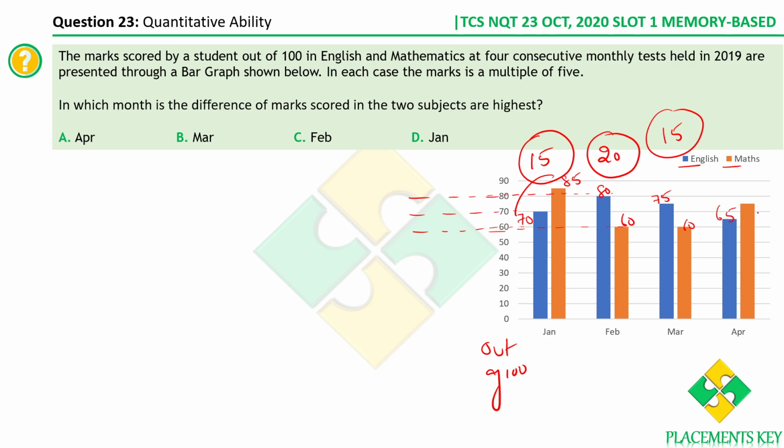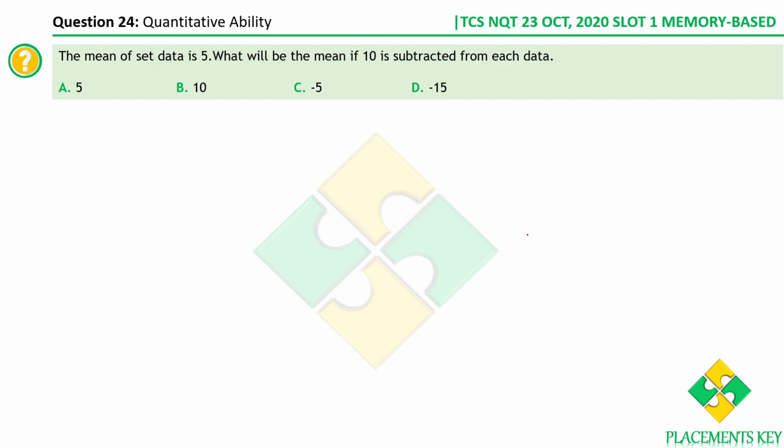Similarly, if you are taking the orange line, this is 70 and this is 80, so again it is between 70 and 80, right? So you get it as 75. What is the difference? It's only 10. So the difference is highest in which month? It is highest in the February month. By looking at the graph itself you can definitely say this, but for your understanding I've also explained using the values. So the answer is February for this question.